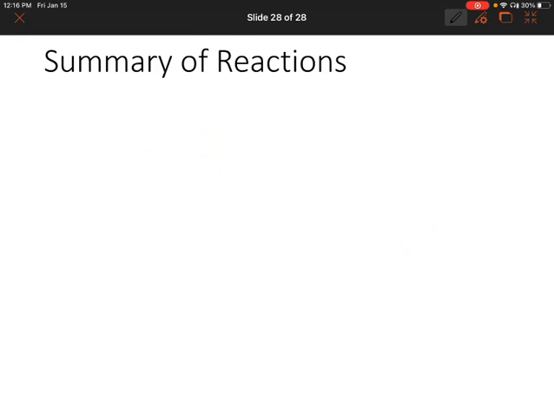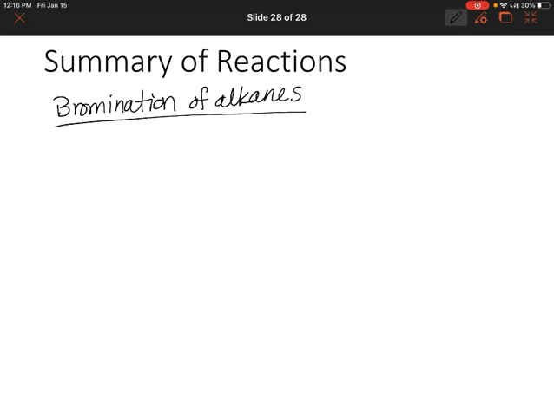Okay, so let's summarize the reactions that we talked about in this chapter. The first one is bromination of alkanes. So if you have an alkane, let's say this one, and you add Br2 and you use light to initiate it, we now know that bromine can add to the most substituted carbon in that alkane.